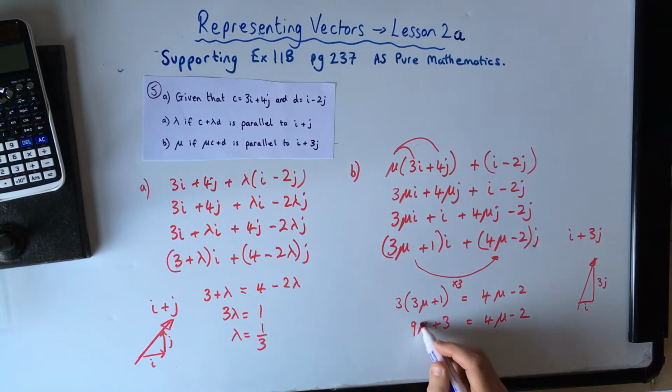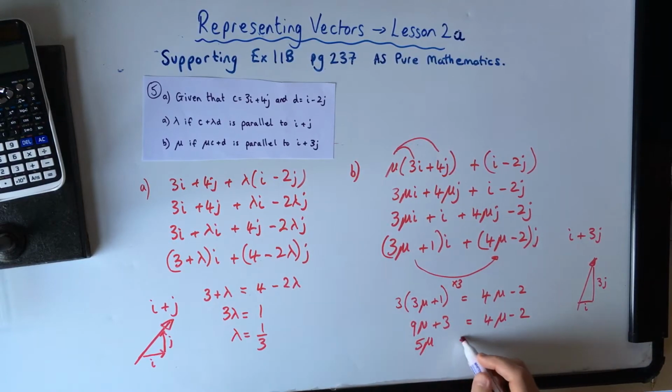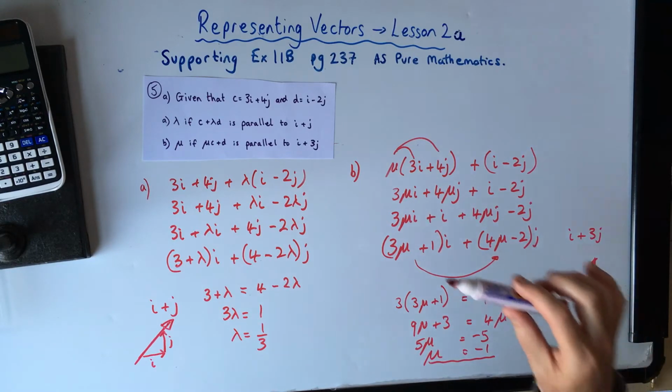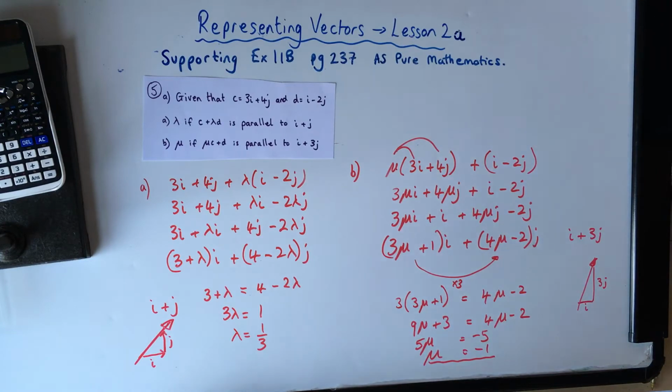Take off 4 mu from both sides and we get 5 mu is equal to minus 5, and so mu is equal to minus 1. Okay, so we've got that one solved. I'm just going to check that one's in focus. It is. Okay, so you've got that on your screens. So you can see how we did this, a little bit more thought going into it, but I hope you understood that, and that will allow you to do C and D.